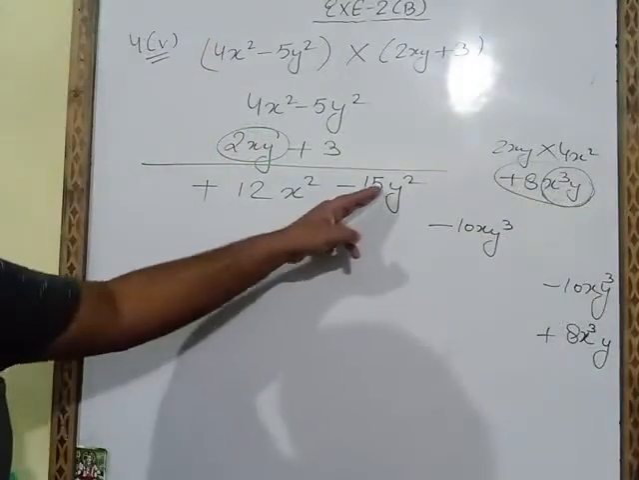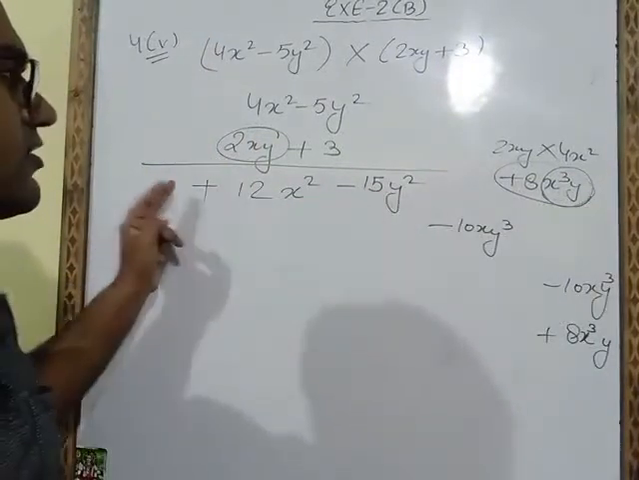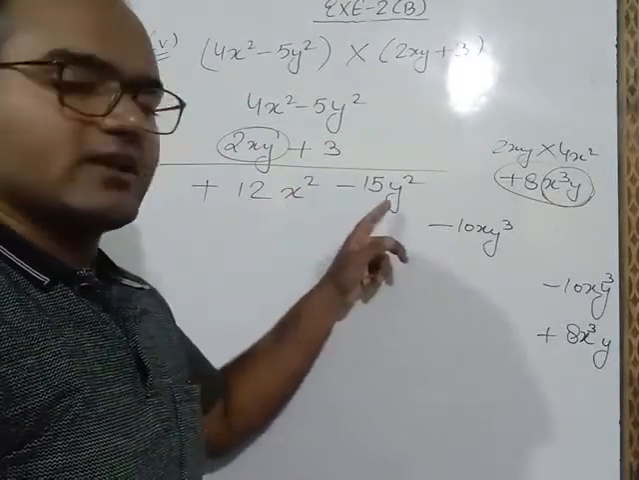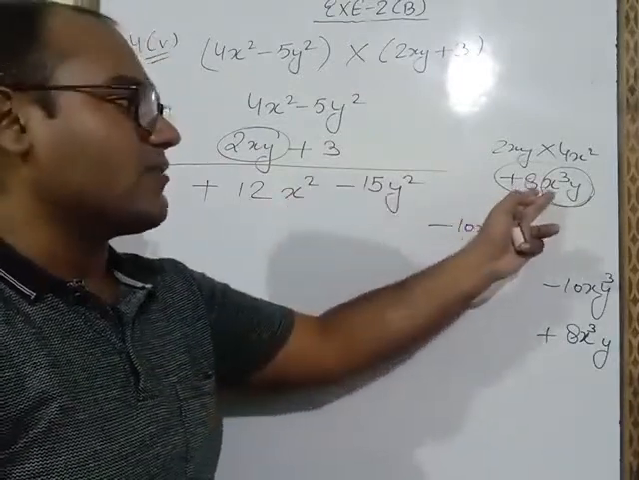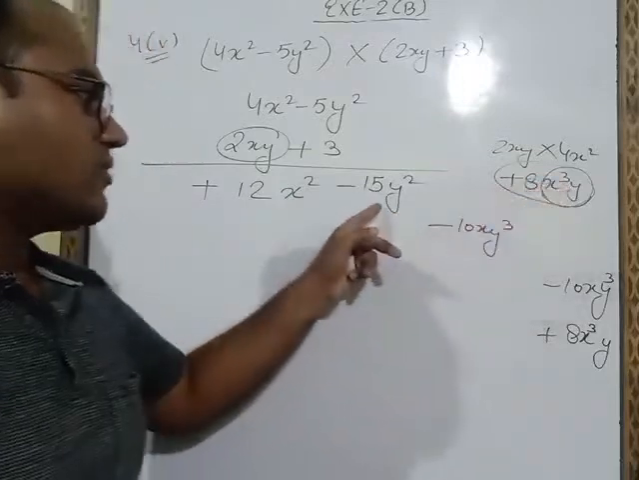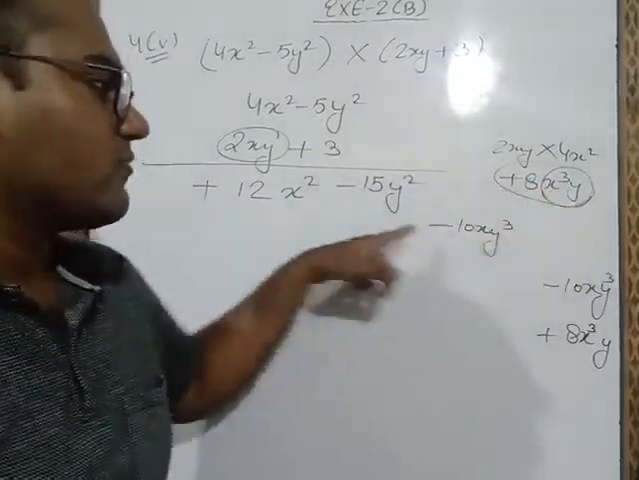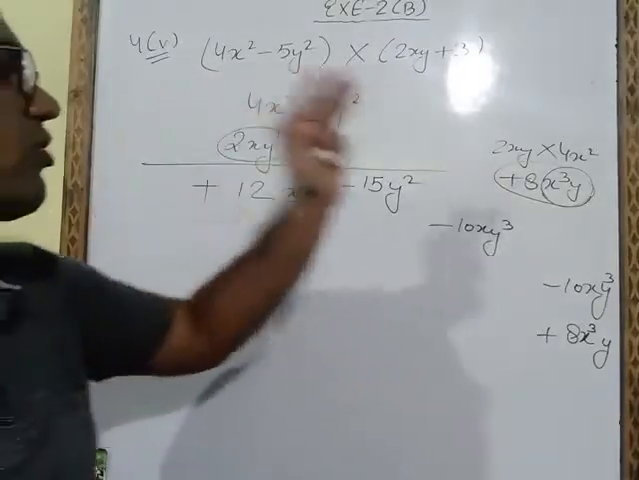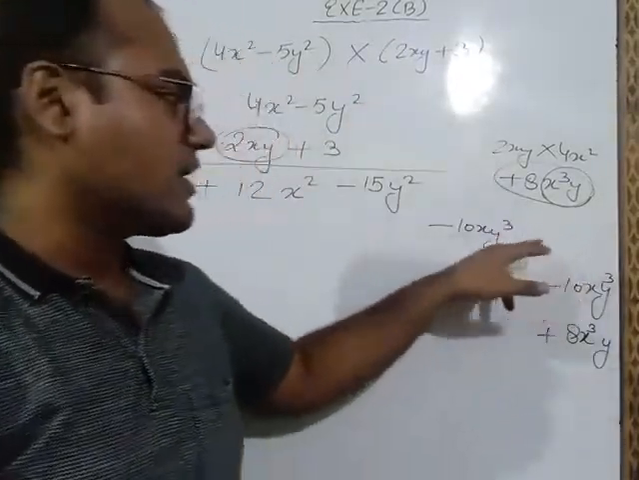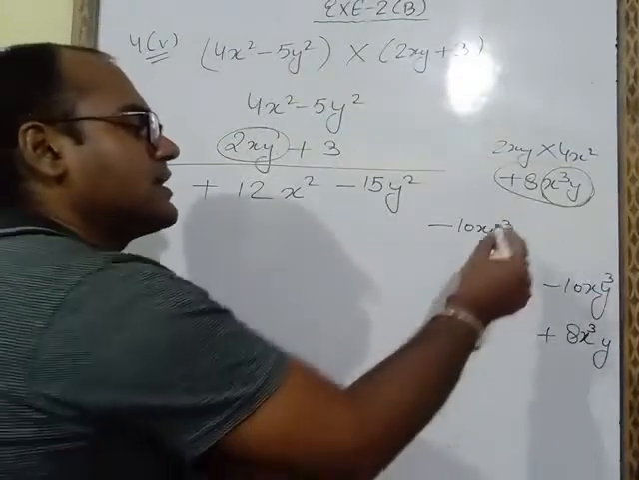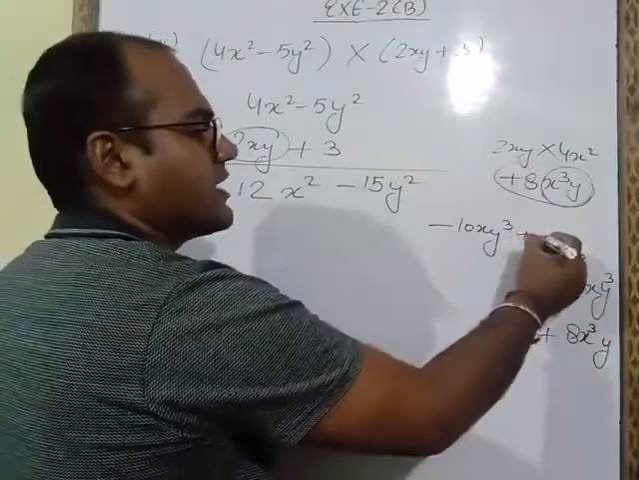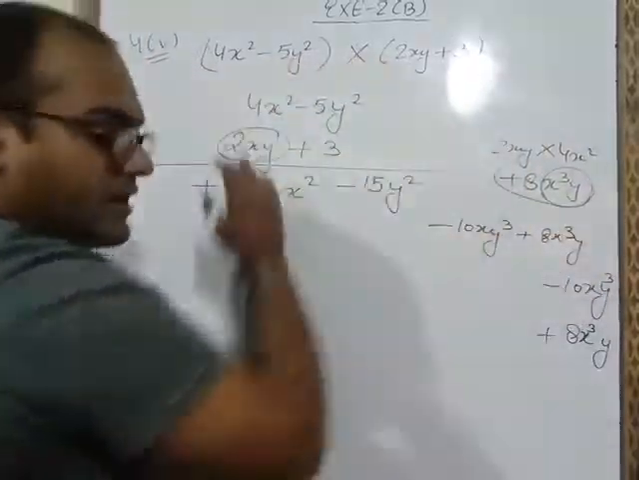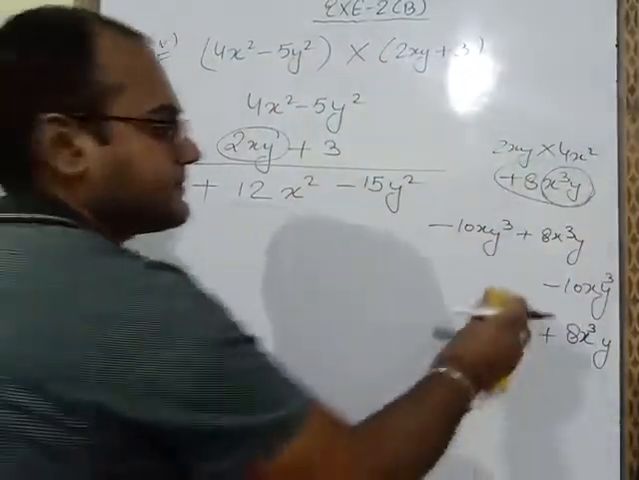And in the first line, only two types of alphabet are there. First is x square and another one is y square. And here our answer is x cube y. So we will not write plus 8x cube y here and here. We will write it separately. Either you write in the beginning or you write in the end. So we will write here in the end. We'll write here plus 8x cube y. These are the rough work, so we will erase it.